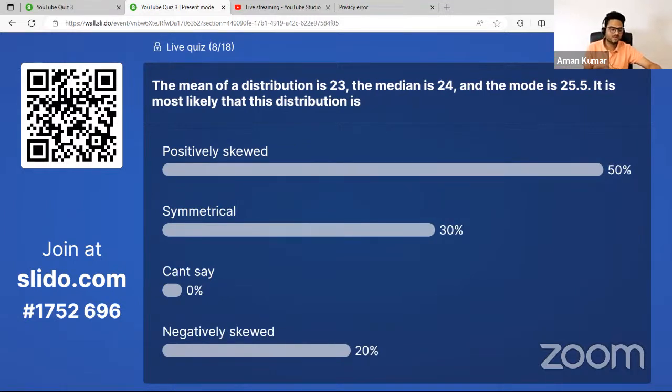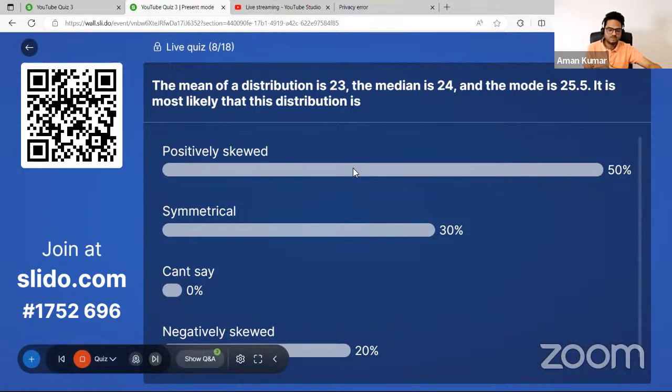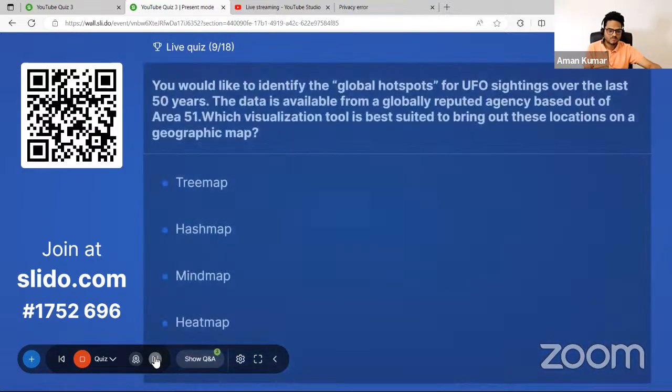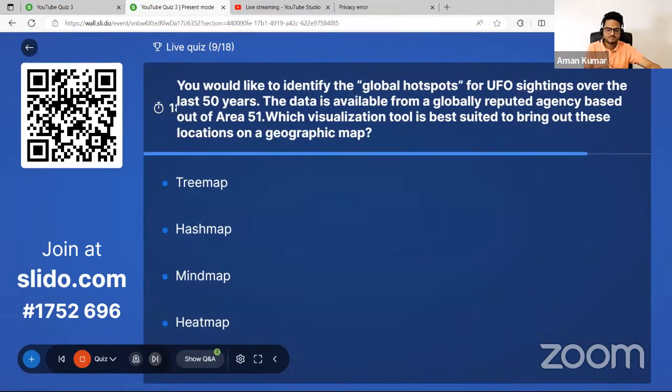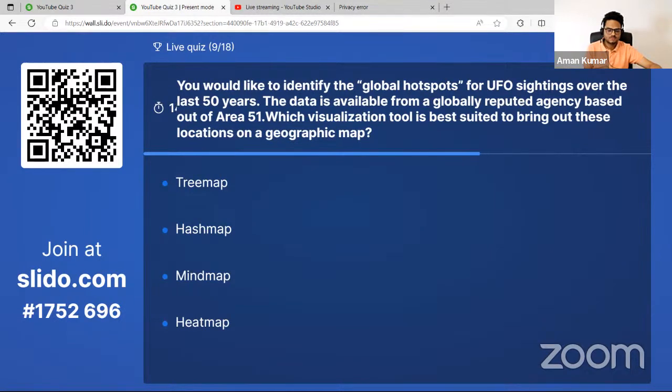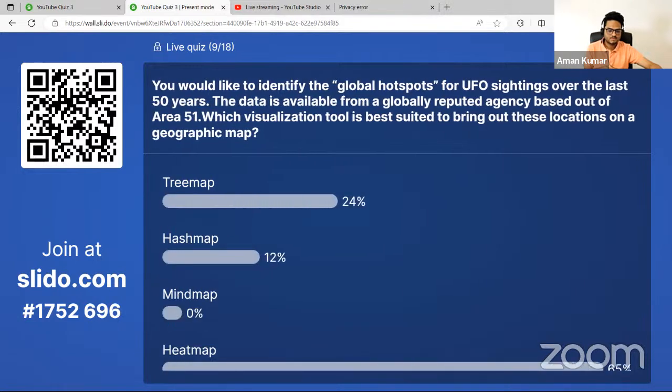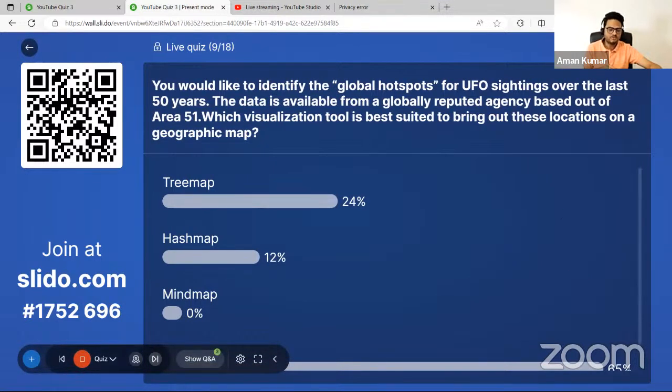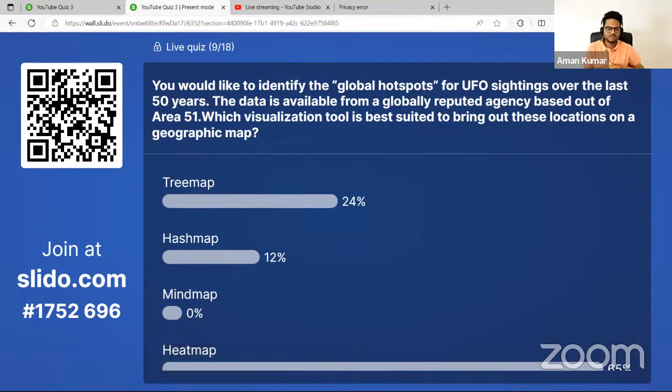Oops, again fewer people are saying the right answer. Sometimes it happens with me also, I get confused between left skewed, right skewed, and negatively skewed, positively skewed. But this one is negatively skewed. Next, heat map. All of you are agreeing with this, right? Heat map is the right answer for this.